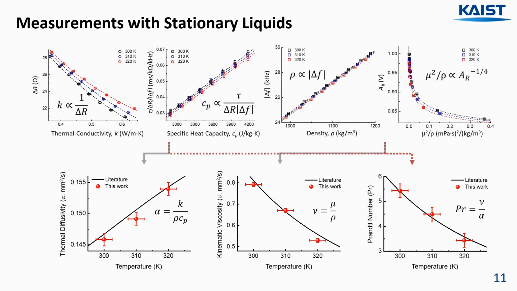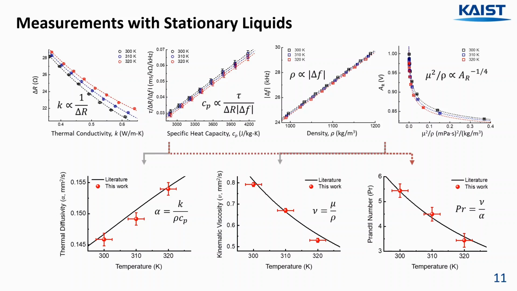Here are the results of property measurements across different temperatures. In summary, we measured thermal conductivity from the change in resistance, specific heat capacity from the time response of the temperature, density from changes in resonance frequency, and viscosity from the vibration amplitude. As temperature changes, the physical properties of the structure also change, resulting in different calibration curves. And these graphs illustrate how we have accounted for these changes to ensure accurate measurements across a range of temperatures.